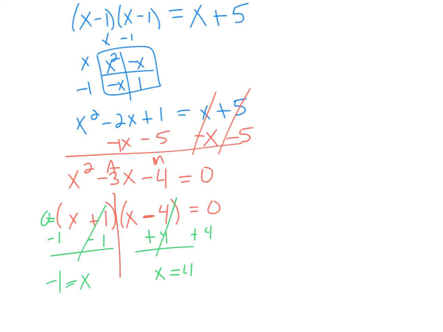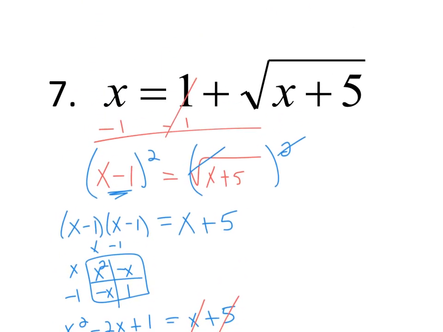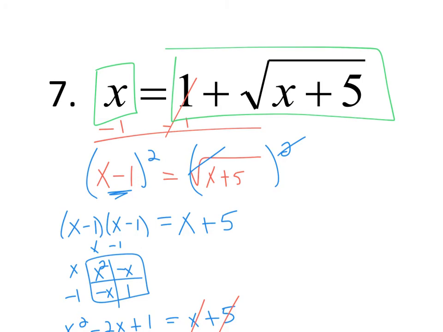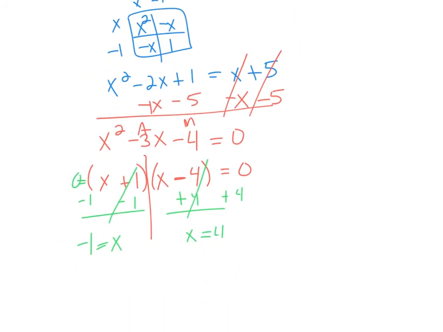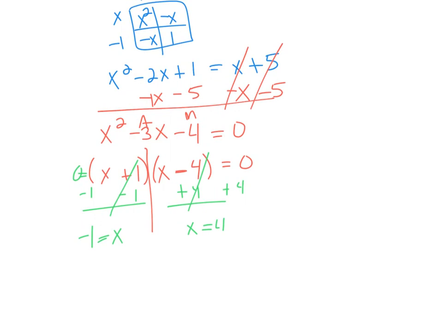And now I'm going to check my answers. I'm going to check negative 1 and 4 in the table. I'm going to put this into y1 and this into y2. I'm going to look at my table, and I'm going to check the 2 x values I just got, negative 1 and 4. So take a moment, pause the video, and type those equations into y equals. Then unpause the video, and you can see what's going to happen now.